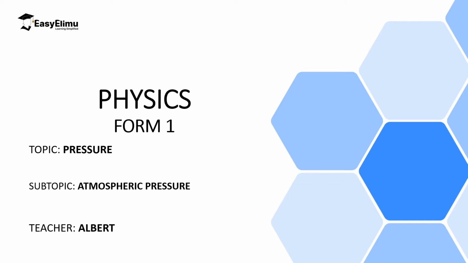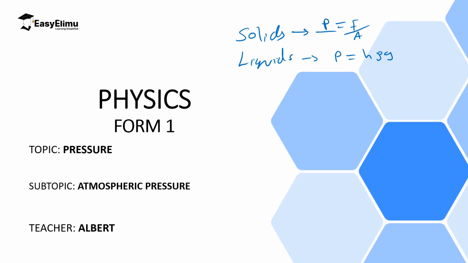In the previous lessons, we have been discussing pressure in the two main states of matter, that is solids and liquids, where we said in solids pressure is equal to force over area, and then in liquids we said pressure is equal to h rho g. However, we said h rho g can be used to calculate pressure in fluids, where we said fluids are substances that can flow, so it means liquids, which can flow, and then gases are under fluids.